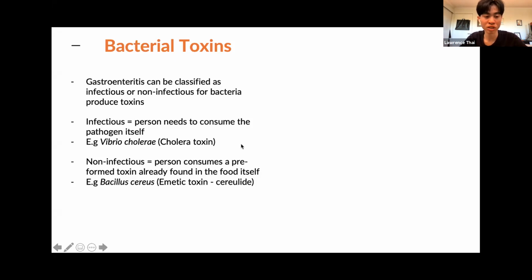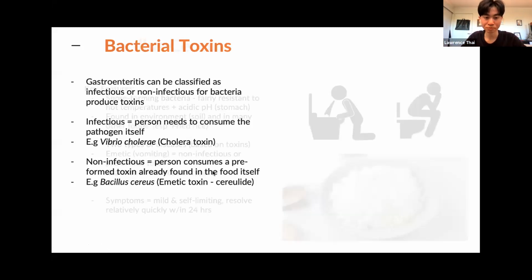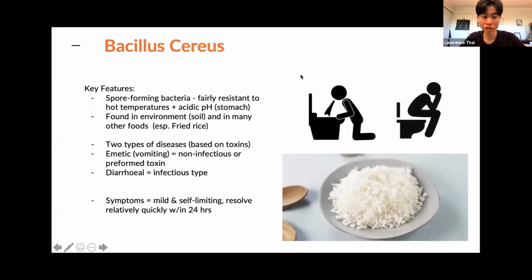And so if you were to guess, non-infectious gastroenteritis will happen quicker. Your onset of symptoms will happen within a few hours of food poisoning, and that's because you've already eaten the toxin. Whereas infectious might take a little while. It might take like a day or so before you start seeing the symptoms of food poisoning. And that's because the bacteria has to get to your small intestines, and it has to start producing those toxins. So that takes time.